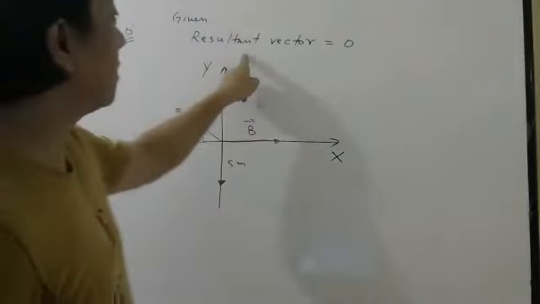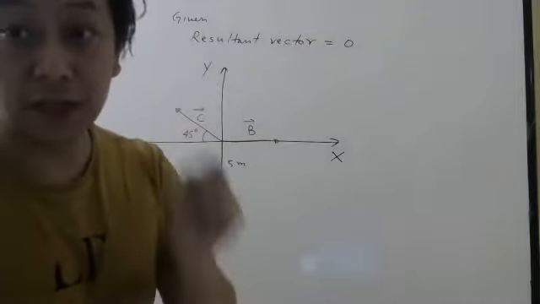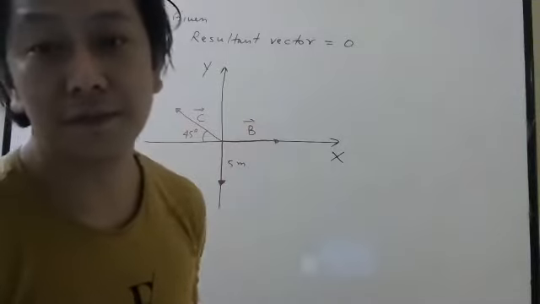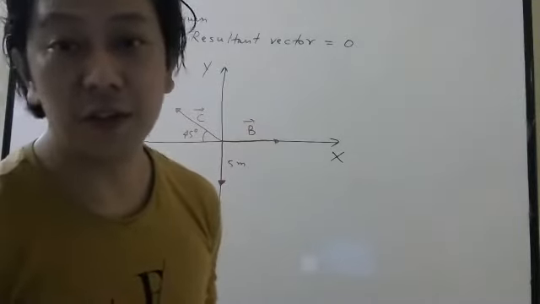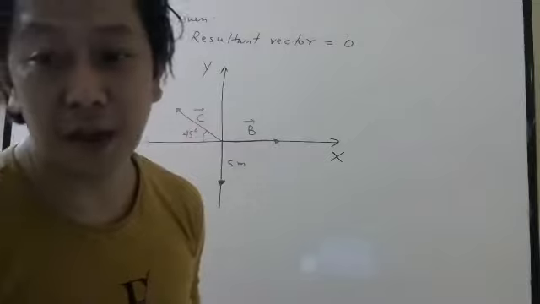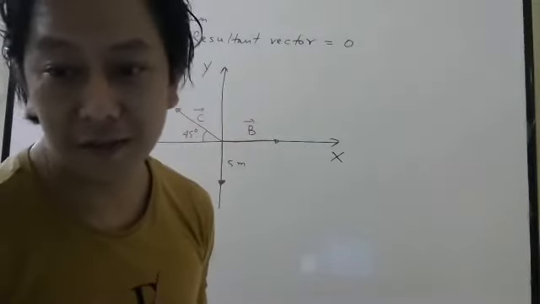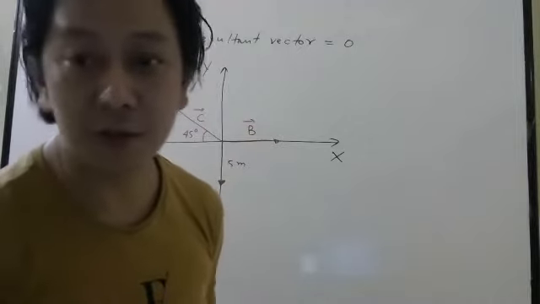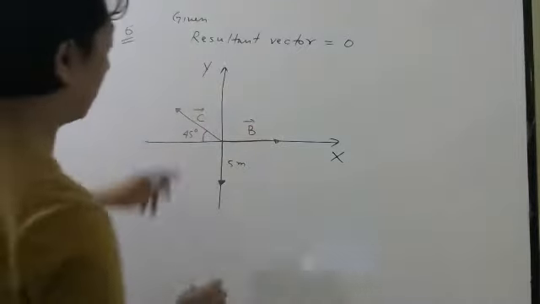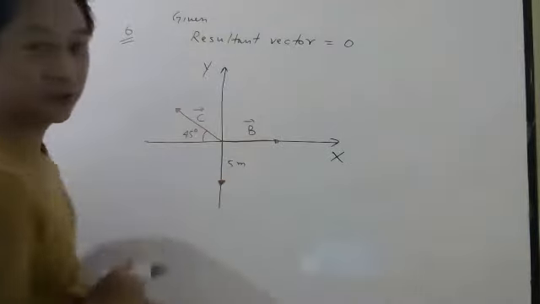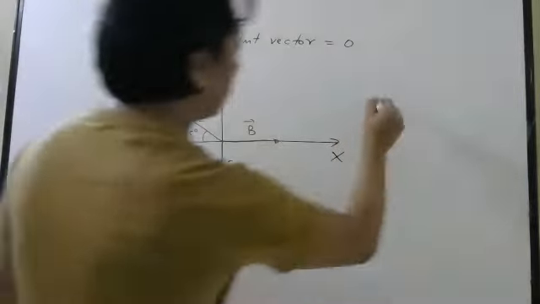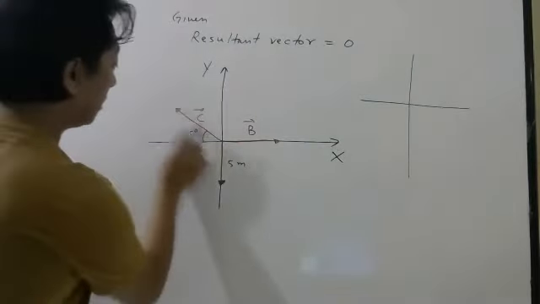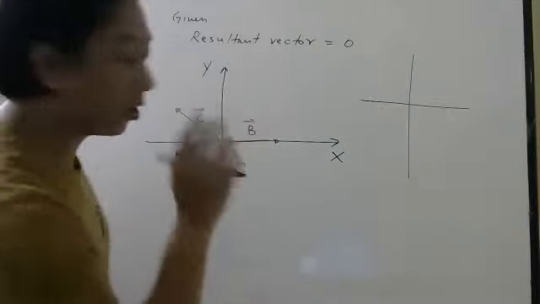Since they said resultant vector is 0, what will be the x component of the resultant vector? If resultant vector is 0, the x component of resultant vector also should be 0. Y component of resultant vector, that also should be 0. So let us take components. For these two, no need to take components. So let me draw one more diagram after taking the components. This C vector will have two components.